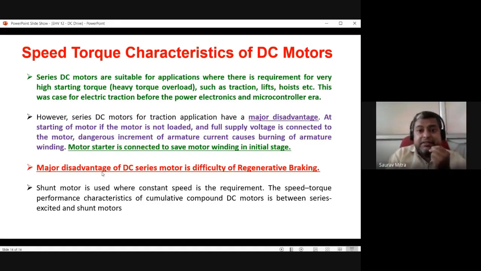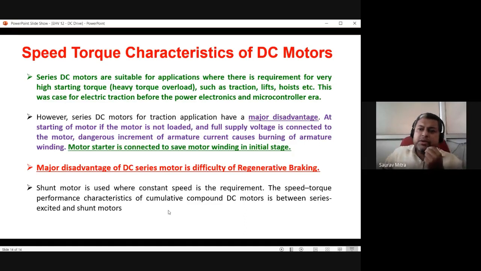Another big disadvantage of DC series motor is that regenerative braking cannot be arranged in case of DC series motor. So what is regenerative braking? We will see it mostly in the next lecture, that is in the chopper circuit. Shunt motor is used where constant speed is required, mainly in industry. The speed torque characteristic of cumulative compound DC motor is in between series excited and shunt excited motors.